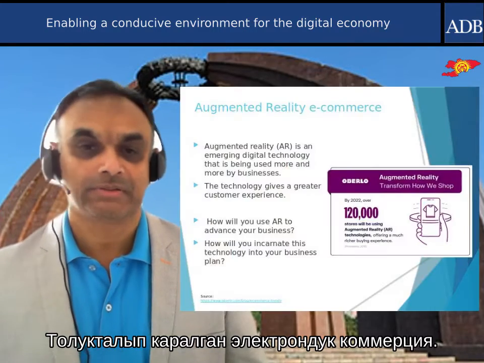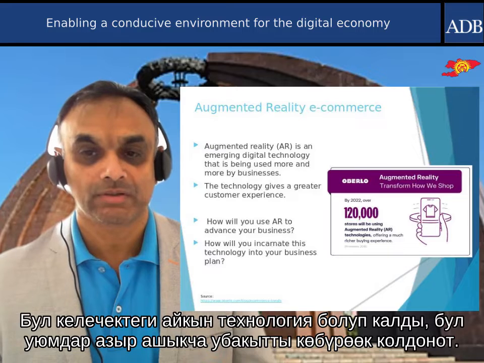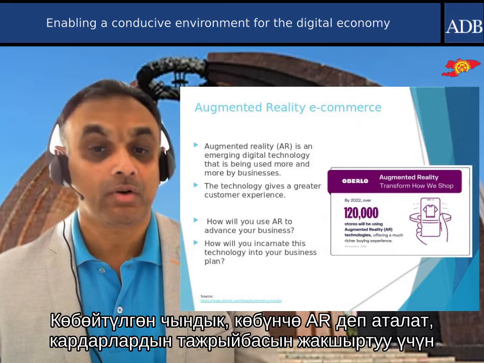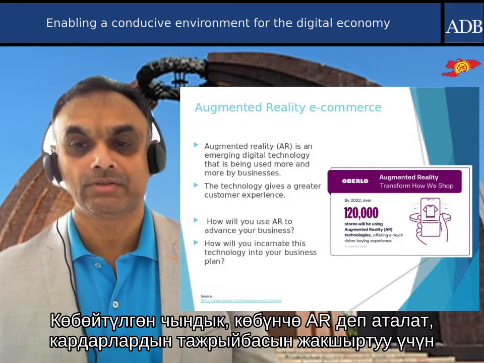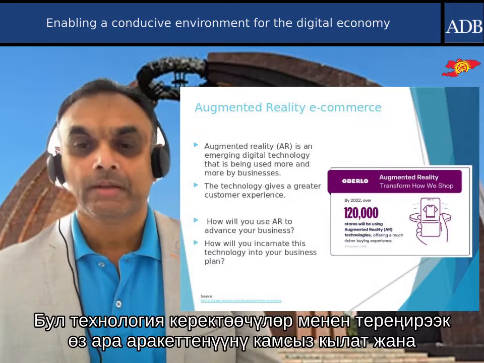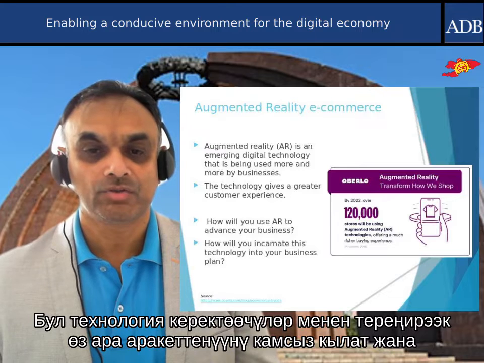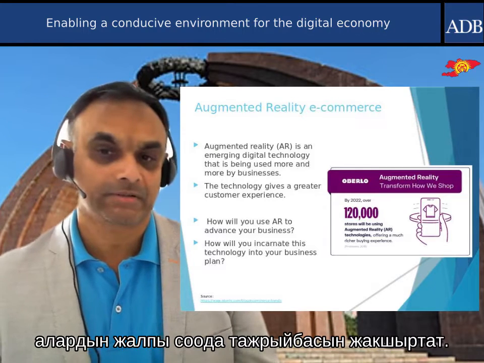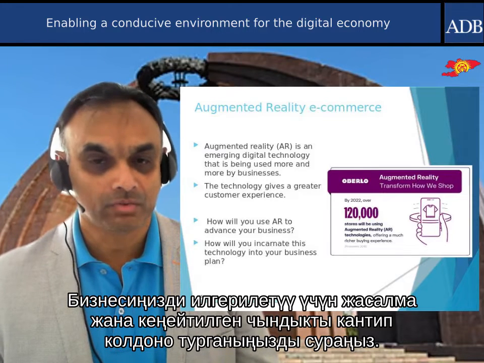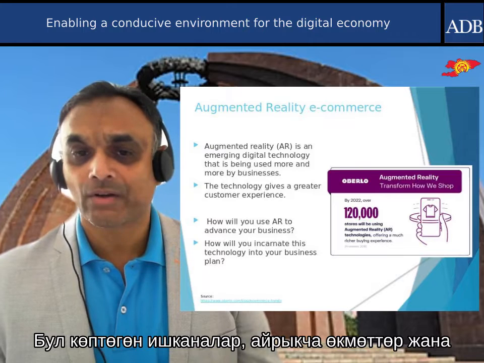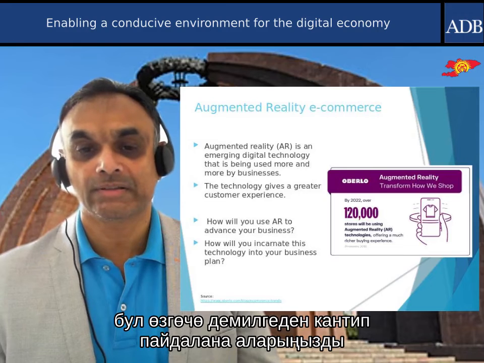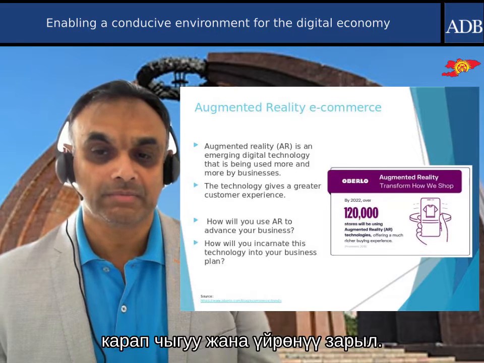Augmented reality e-commerce. This has emerged as a clear future technology that organizations will embrace more over time. Augmented reality, often called AR, is an emerging digital technology that is being used more and more by businesses to provide an advanced customer experience. The technology gives greater depth of interaction with consumers and enhances their overall buying experience. Ask the question: how will you use artificial intelligence and augmented reality to advance your business? While this is an expensive and often unknown technology for many businesses, particularly governments and startups, it is worthwhile exploring this and how you may be able to take advantage of this particular initiative.